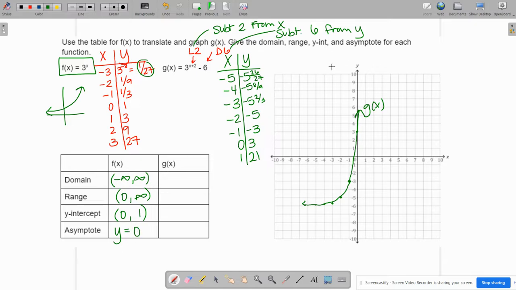So now that we have shifted this 2 to the left and down 6, we know that the horizontal asymptote is now down here at y equals -6. There wasn't a reflection, so our graph is still above the horizontal asymptote. So our range is going to go from -6 to infinity now. This did not impact our domain. And then our y-intercept, we have that as part of our table up here. When we plug in 0, we get out 3.